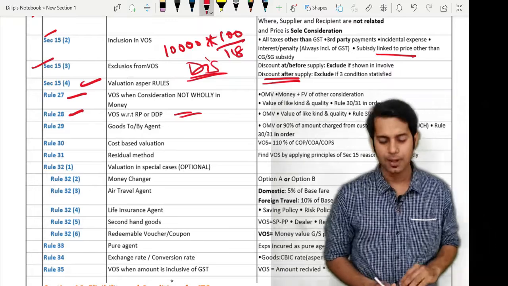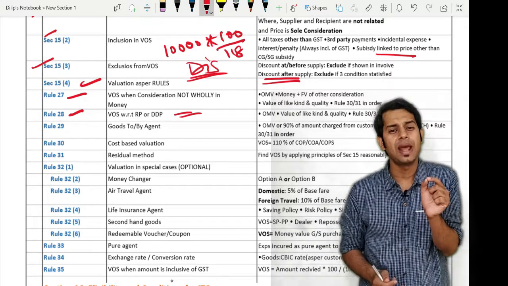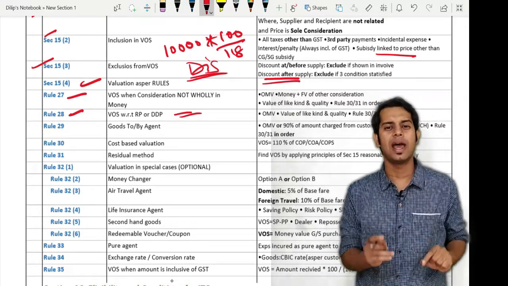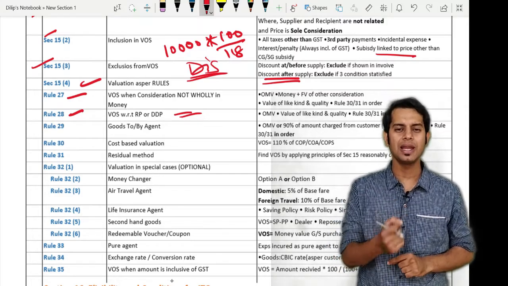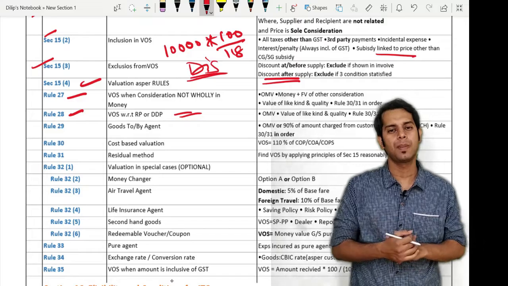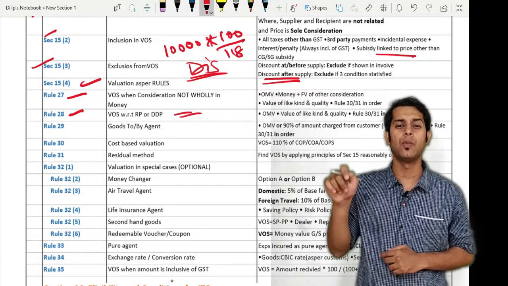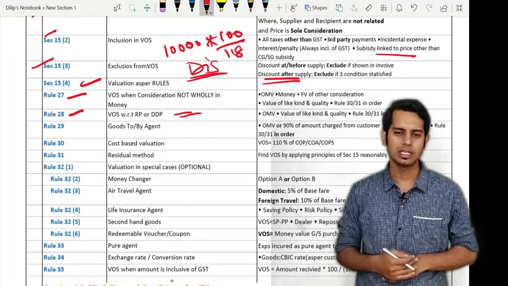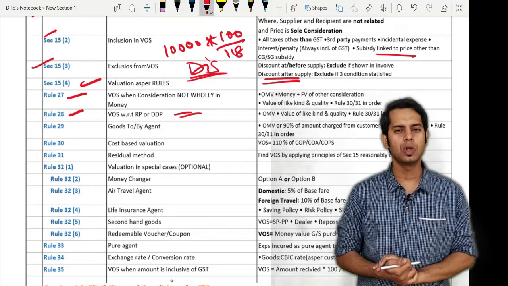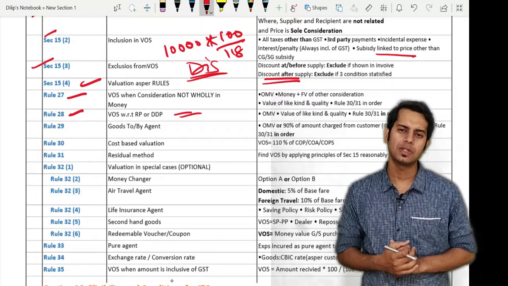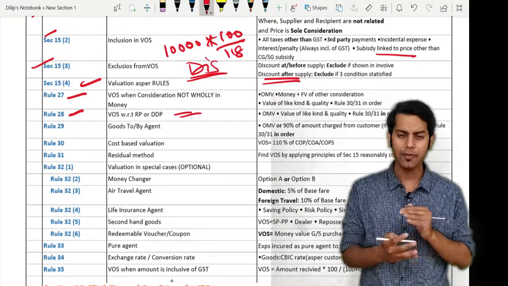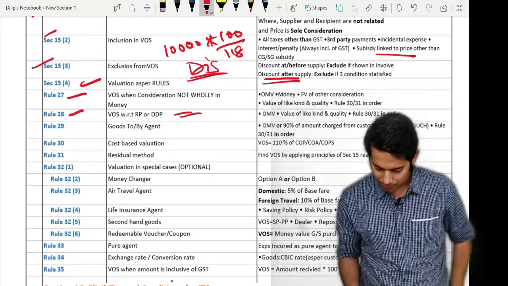This proviso says that if goods are supplied as such by the recipient to his customer, then the supplier, at his option, can take value of supply to be equal to 90% of the amount charged by the recipient from his customer. Then proviso number 2 says that the declared value, or the value which is declared in the invoice, can be taken as value of supply if the recipient is eligible for full input tax credit.